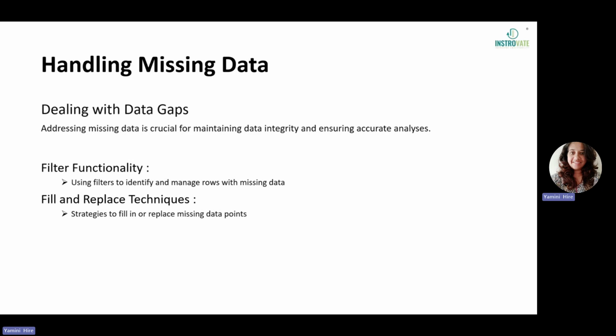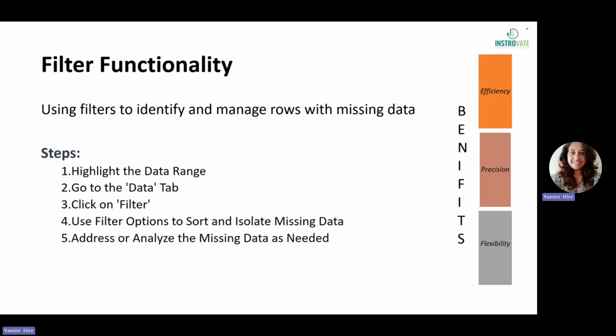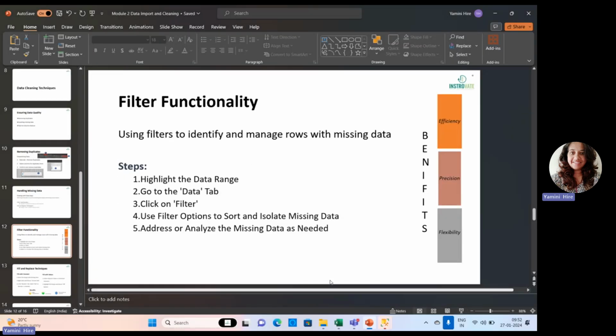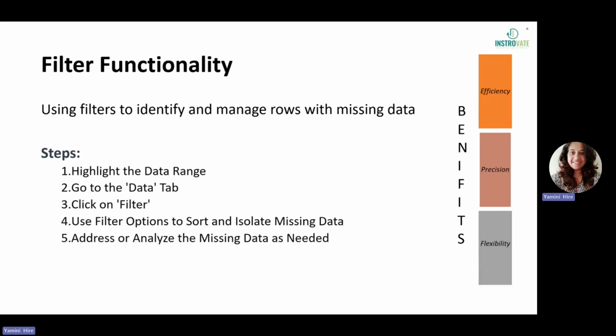Okay, more in detail I will explain in module 3, but now I'm showing you the basic thing. So first one is the filter functionality. How are we going to do it? We will highlight the data range, go to the data tab, click on the filter, and use the filter option to sort and isolate the missing data. Okay, and address or analyze the missing data as needed.